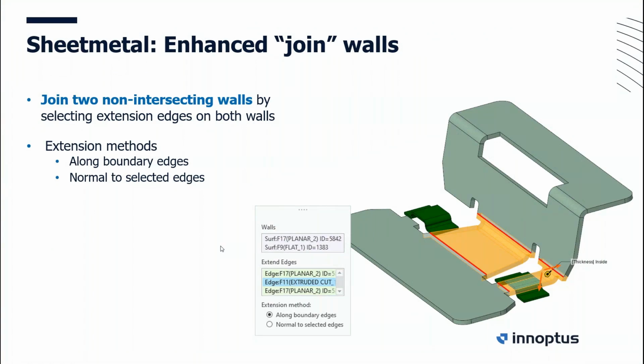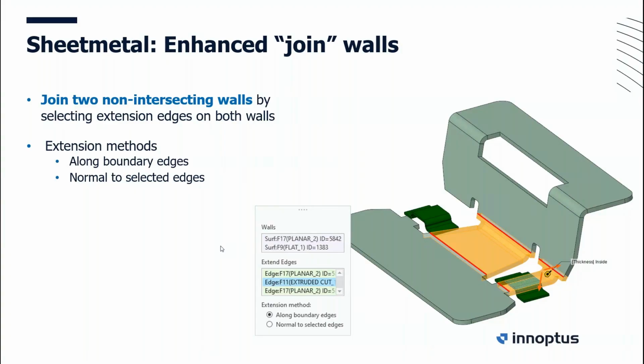Another one, a small one: joint walls. I don't see it used that much, but it's interesting. The limitation in the past was that if you make a joint, the two sheet metal surfaces needed to intersect already, and then it could make a joint. Now they changed that, they don't need to anymore.